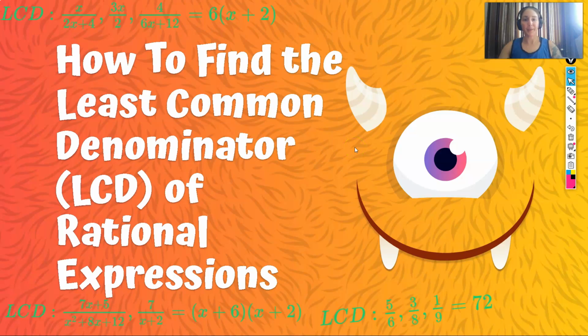Hey guys, and welcome back to how to find the least common denominator, referred to as LCD, of rational expressions. The main idea here is I don't want you to think that it's anything different than when you tried to find the LCD of your fractions, when you were adding and subtracting things together, like, well, I have to make a common denominator. It's done the exact same way.